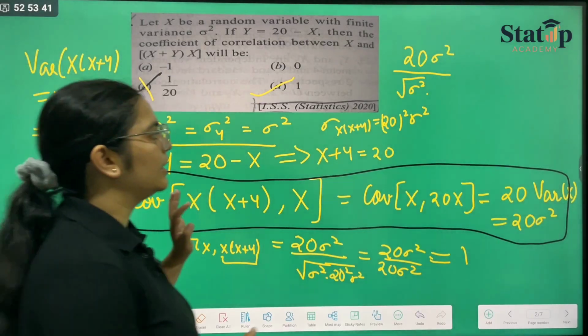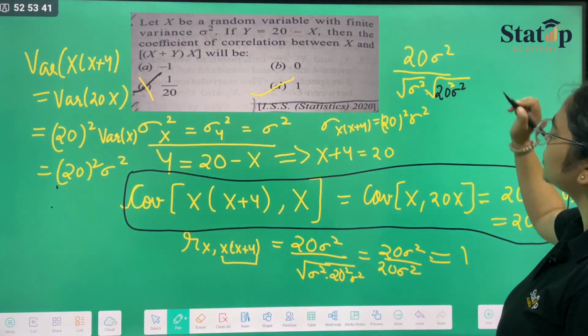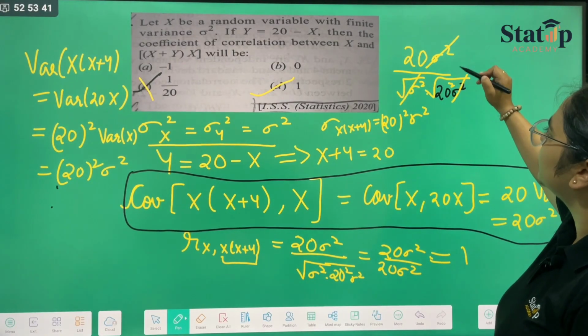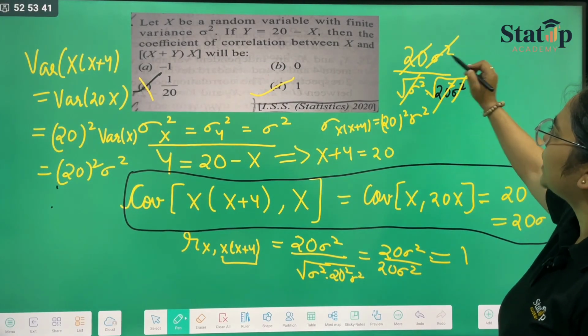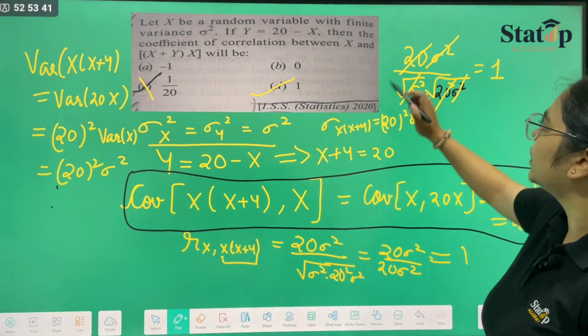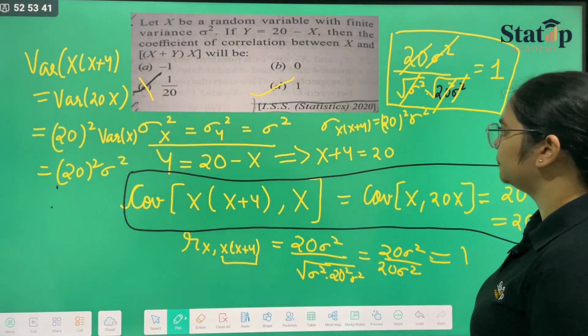Then we can directly keep this under root, 20 sigma square, 20 square sigma square here. This sigma square gets cancelled with this. This 20 square will get cancelled with this, and we'll get 1 as the answer. Without doing all of them, we can just write it in this much space and get our answer.